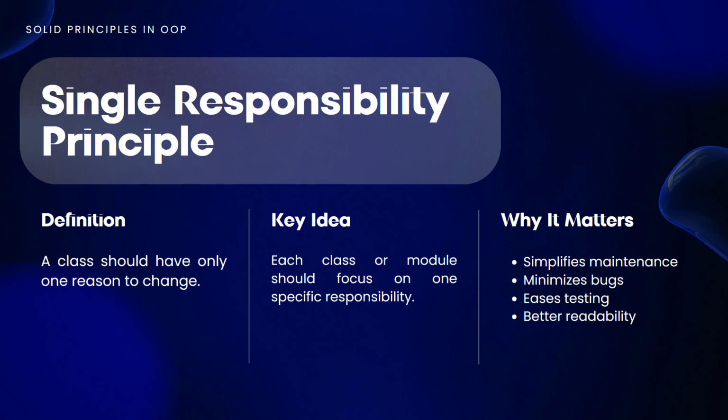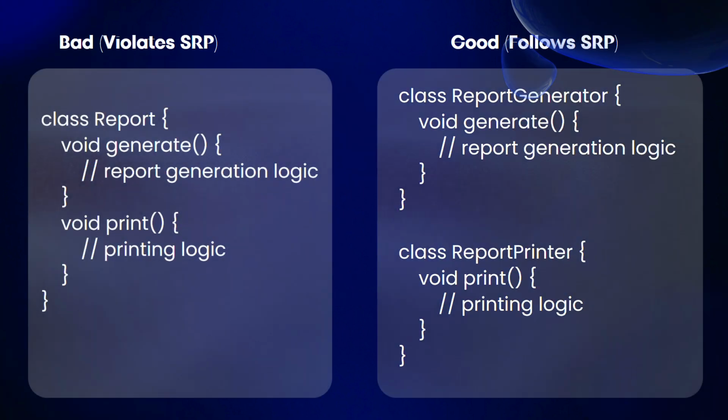If a class is handling multiple responsibilities, it can quickly become complicated and hard to debug. So in this bad example, the Report class is responsible for both generating a report and printing it. If either the generation or printing logic needs to change, you have to modify this class, which increases the risk and complexity. So in the good example, we have separated the logic into 2 different classes, one for generating and another for printing. This makes the code more organized and easier to change in future.